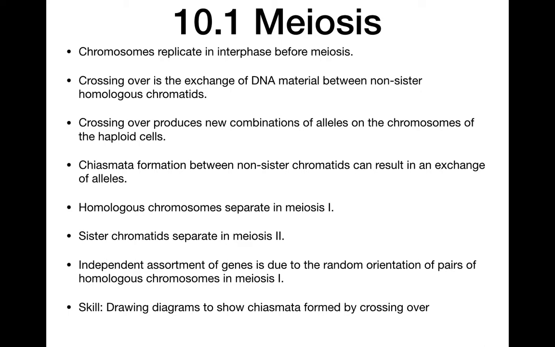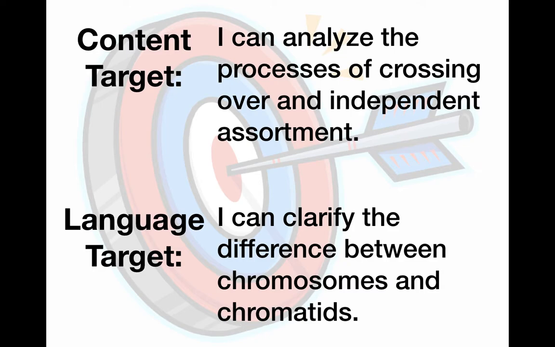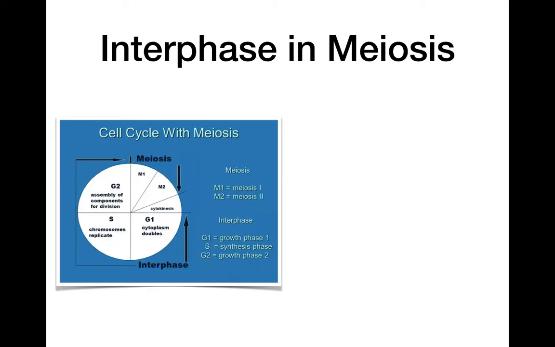And our skill is drawing diagrams that show chiasmata formed by crossing over. This is nothing completely new. This is all just building more detail off what we did with SLs in topic 3. So here's our target for today. I can analyze the process of crossing over and independent assortment, and I can clarify the difference between chromosomes and chromatids. So I'll start by talking about meiosis and interphase, specifically in meiosis, of course.